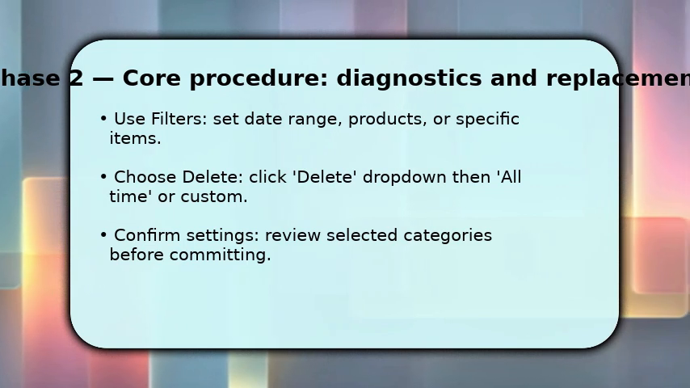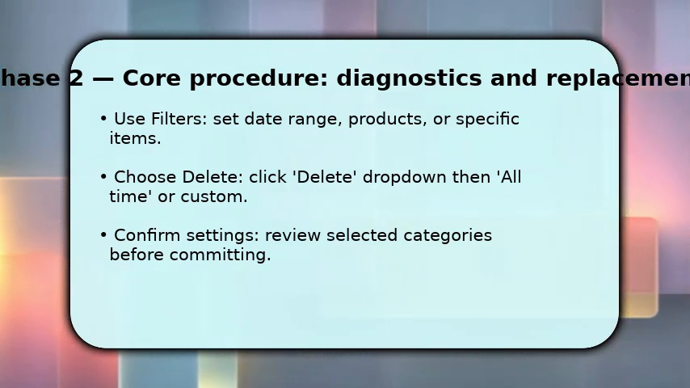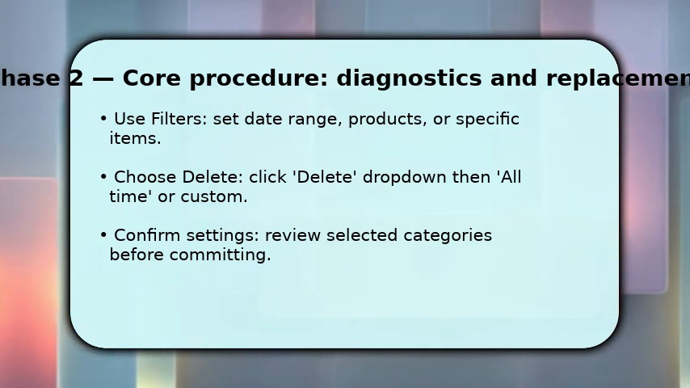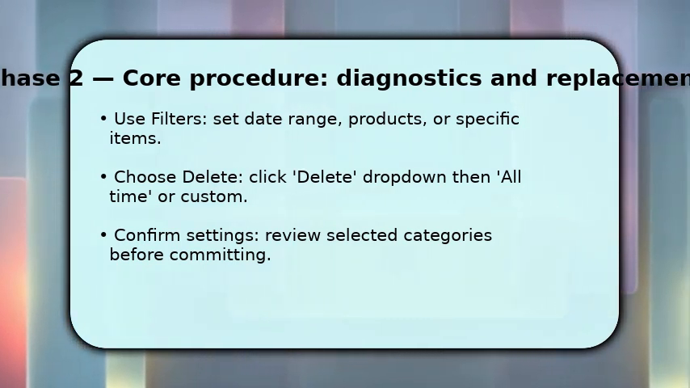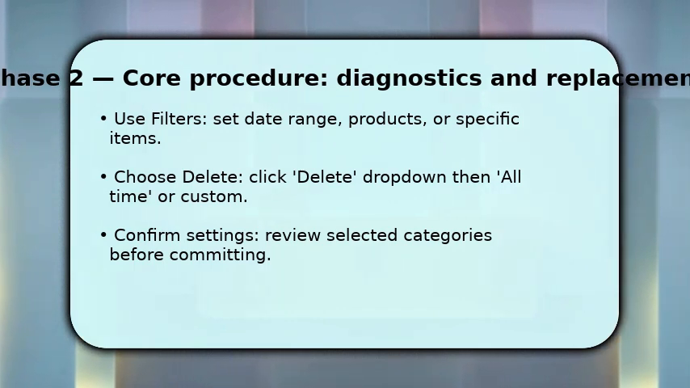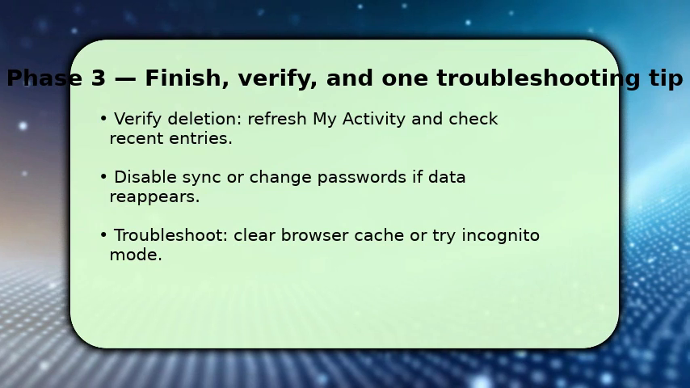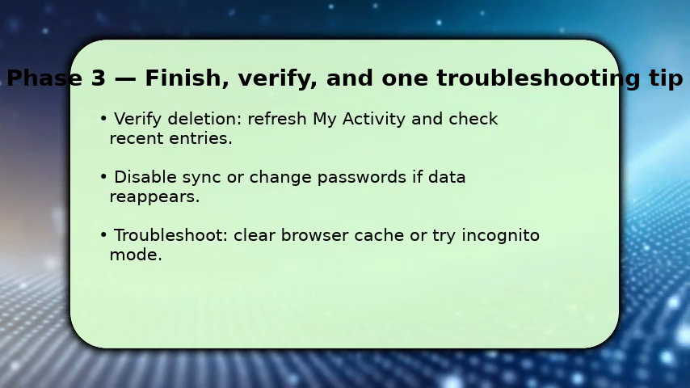Confirm the categories checked: search, YouTube, location, and web and app activity. After review, trigger the delete. The site will prompt one more confirmation. Accept it to execute the one-click removal. To finish, refresh My Activity and scan for remaining entries. If nothing shows, the delete worked.